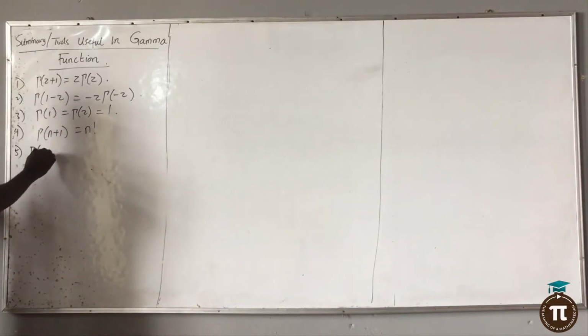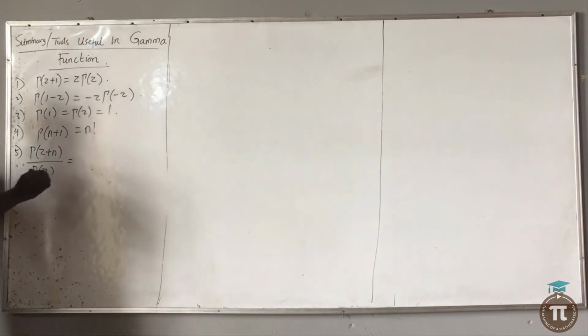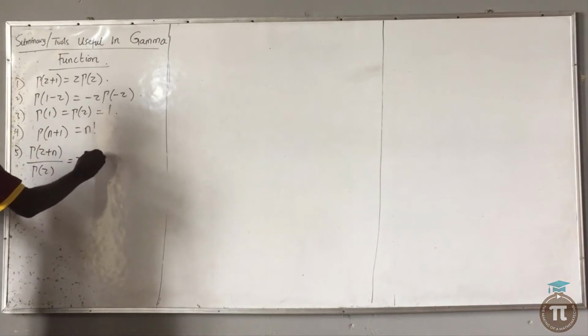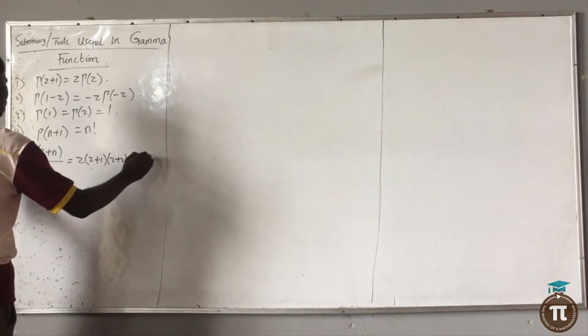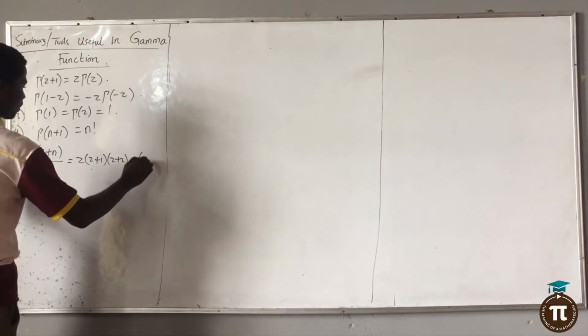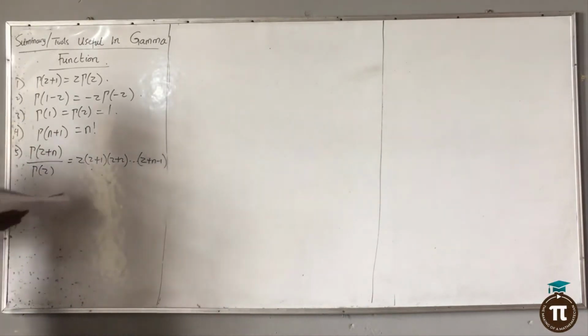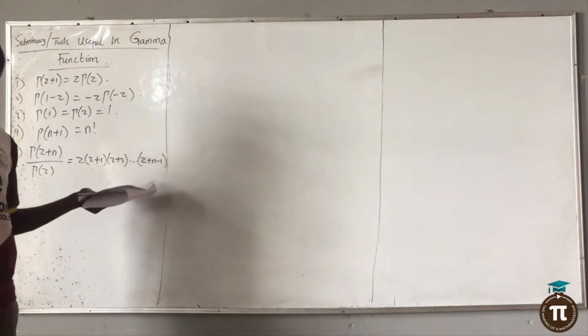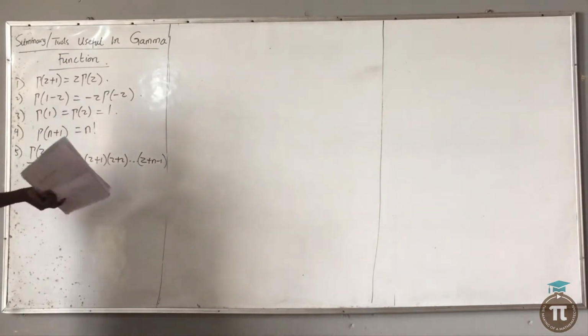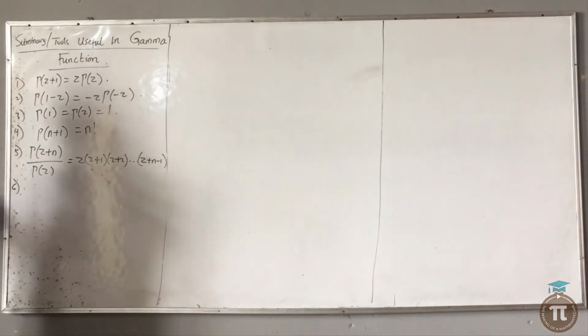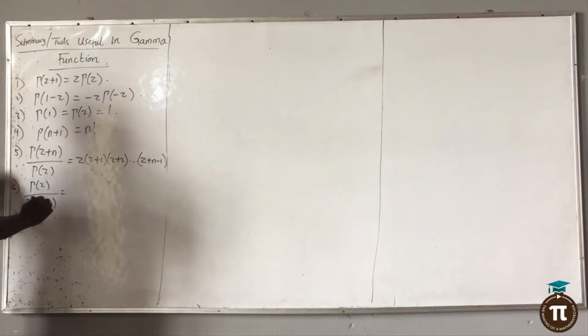Number 5, gamma of z plus n all over gamma of z is equal to z plus 1, z plus 2, till you get to z plus n minus 1. You can prove this one. This is also quite simple. You can even use this property to prove this. It's quite simple.